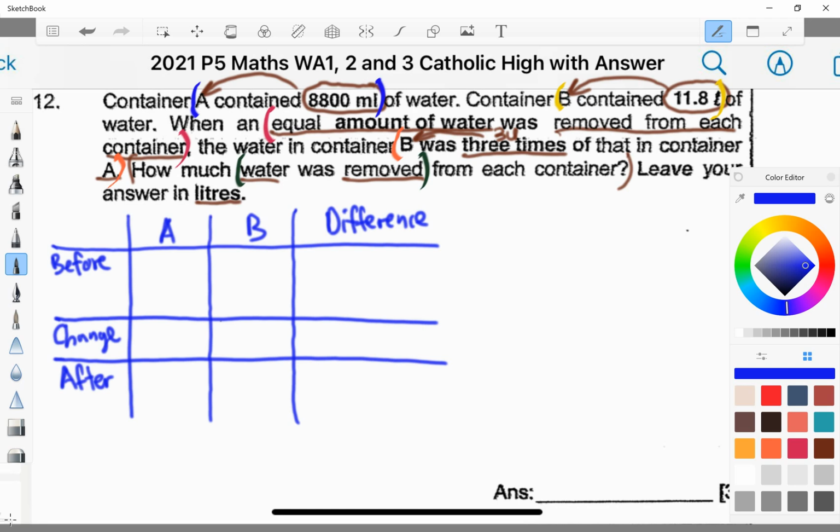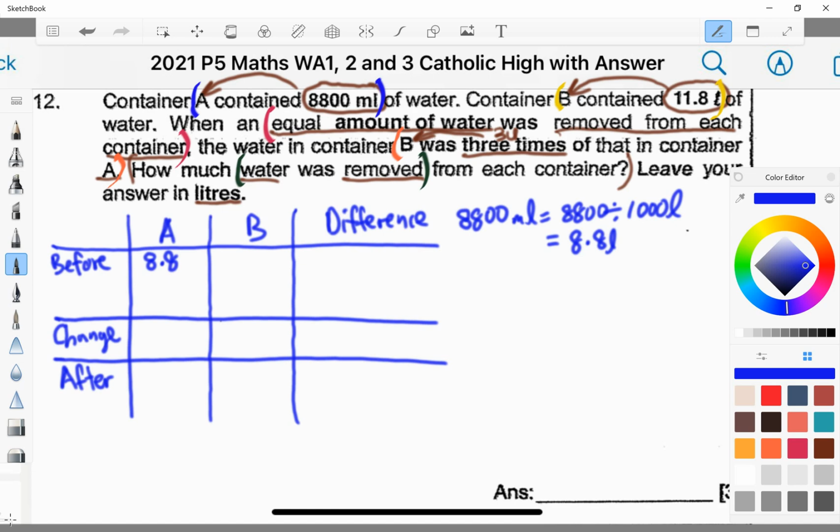So they told us that container A contained 8,800 ml of water. So I will actually convert this 8,800 ml into liters. So 8,800 ml is equal to 8,800 divided by 1,000 liters. And my answer will become 8.8 liters. So A has 8.8 liters. I'll put that into my ratio table as 8.8.